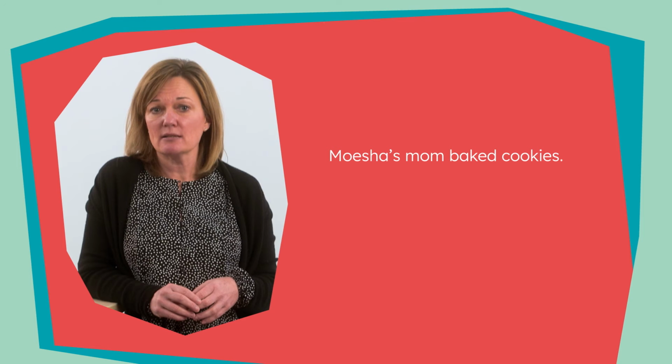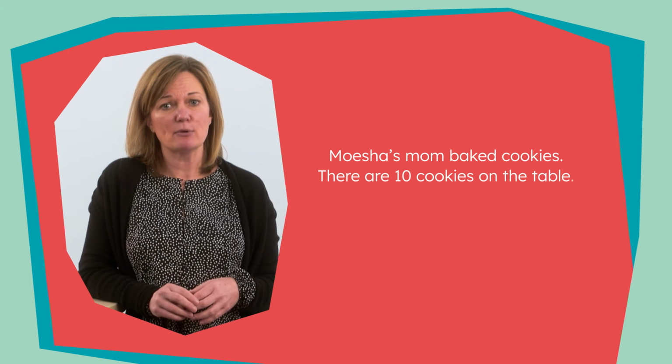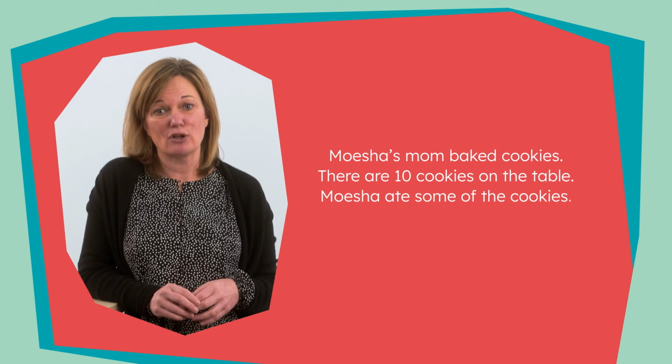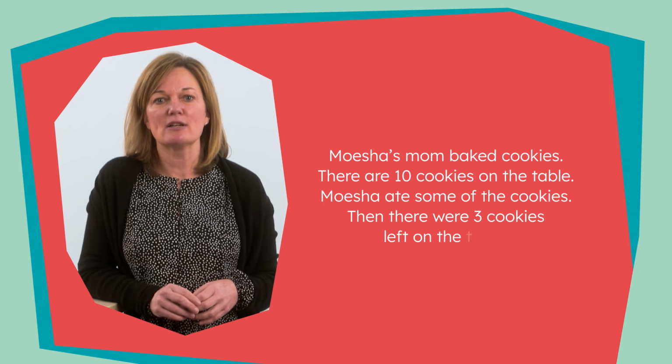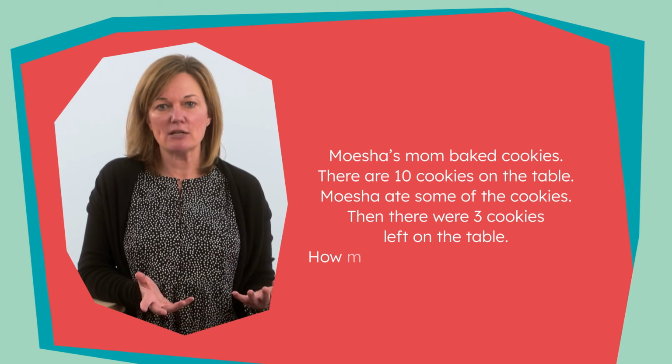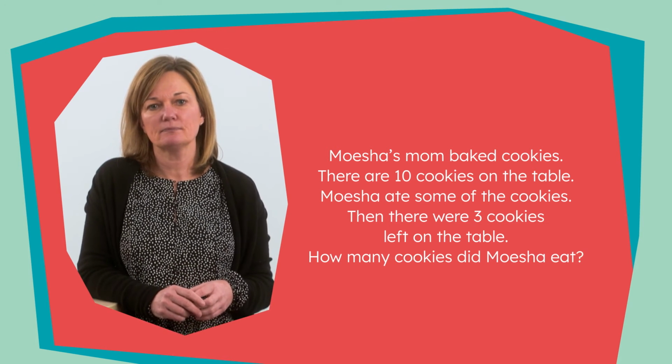Now that we're energized, Splat and I will show you another way to solve our problem. Remember, our problem is Moesha's mom baked cookies. There are 10 cookies on the table. Moesha ate some of the cookies. Then there were 3 cookies left on the table. How many cookies did Moesha eat?